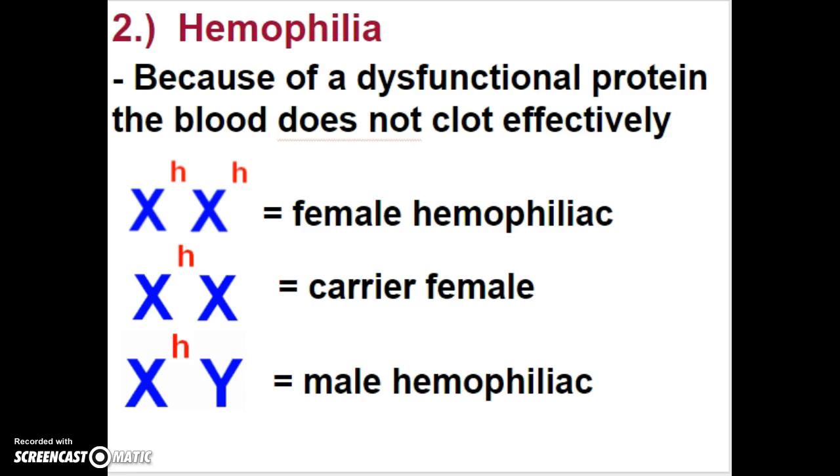Hemophilia is another type of sex-linked trait. Hemophilia is a blood disorder. Because of a dysfunctional protein, the blood does not clot effectively. So there are ranges of hemophilia from fairly mild to fairly severe. For a female hemophiliac, just like red-green color blindness, we'll denote hemophilia with an H. So you would have an H on both X's. Carrier females will only have one H. And a male hemophiliac will have his X taken up by that H. And of course, normal folks would be plain XX or plain XY.